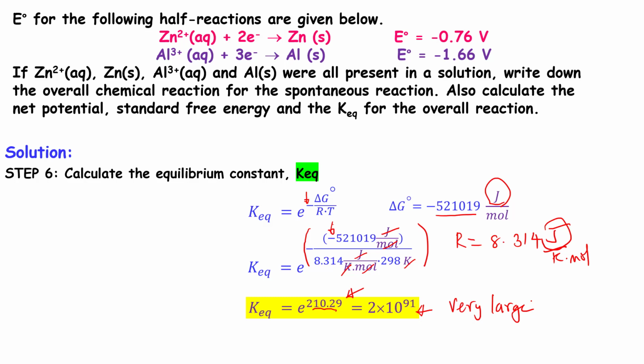And when your product concentrations are very, very high compared to reactant concentration, your KQ value is going to be really, really large. So in this problem, our KQ value is a very large number, 10 to the power of 91. That's a huge number. So this large value of KQ tells you that in your reaction, you're going to have a lot more products compared to reactants. Therefore, your reaction is going to be very, very product favored. That means you're going to make a lot more products compared to reactant. That means the reaction is going to go completely in one direction, not in the other direction. So your overall reaction is going to be more product favored. So that's what this is saying.